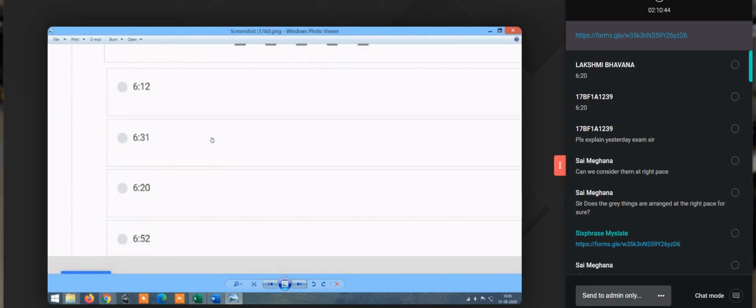The other things, if you add, for example, A, you will get 9. B, you add, you get 10.